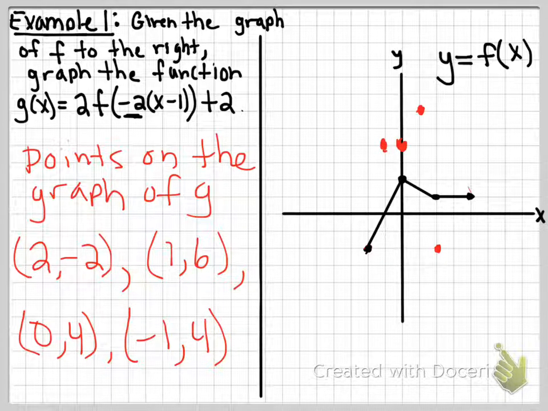And then the graph of G, the point (2, -2) is connected to the point (1, 6) by a line segment. (1, 6) is connected to the point (0, 4), and the point (0, 4) is connected to the point (-1, 4). Now you'll have to forgive my artistry skills here, but there's what the graph of G is going to look like.